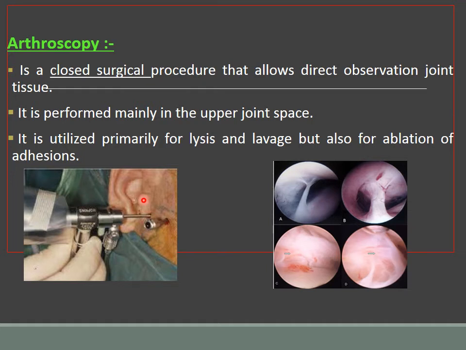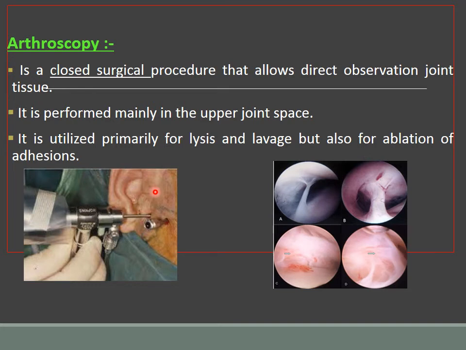هاي نقطة مهمة جدا. Diagnosis and the treatment. It is performed mainly in the upper joint space. تعرفون الجوينت فيه two spaces, upper and lower space. فأكثر شيء يستخدموه بالupper space. It is utilized primarily for the lysis and lavage of the joint, but also for the ablation of the adhesion.